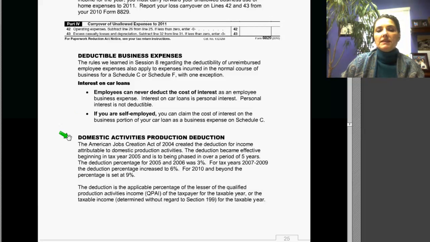Next, we're going to talk about the Domestic Activities Production Deduction. The American Jobs Creation Act of 2004 created the deduction for income attributable to domestic production activities. The deduction became effective beginning in tax year 2005 and is to be phased in over a period of 5 years. The deduction percentage for 2005 and 2006 was 3%. For tax years 2007 through 2009, the deduction percentage increased to 6%, and for 2010 and beyond, the percentage is set at 9%.